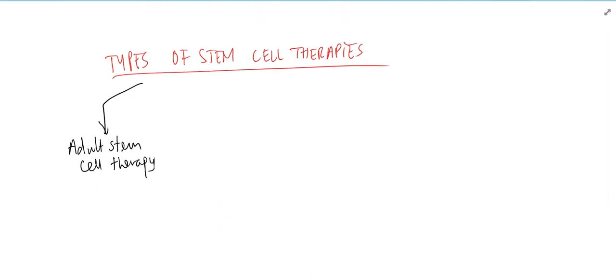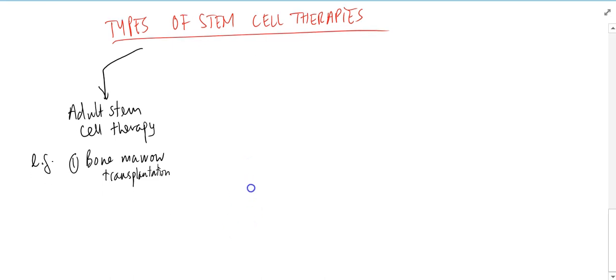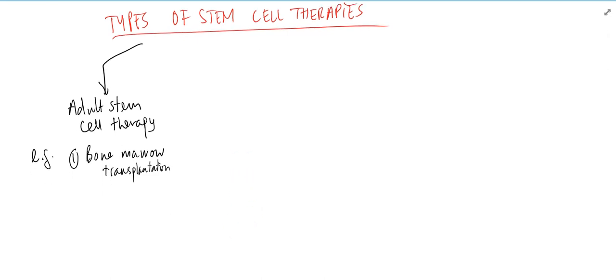It's pretty simple. And a couple of examples are bone marrow transplantation, and this is to replace lost bone marrow stem cells, which are necessary for the regeneration of cells that can be found in the blood. Another one is epidermal, that is skin, stem cell transplants.